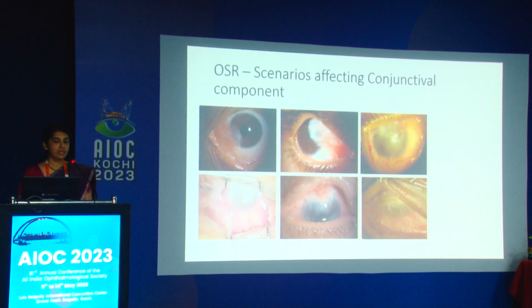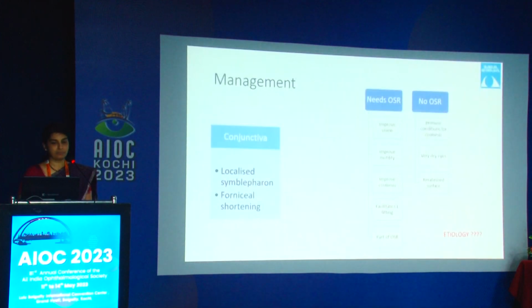So let's look at the scenarios which affect the conjunctival component. These are 6 different clinical pictures which more or less look similar as far as the conjunctival component is concerned. So is the management in all of these the same? Well, as far as management of conjunctival or fornicial reconstruction is concerned, we need to answer 2 questions. Do you need ocular surface reconstruction or not? The need for OSR in conjunctival management is to improve vision, to improve motility, to improve cosmesis, to facilitate contact lens fitting, and as a part of a general ocular surface reconstruction.